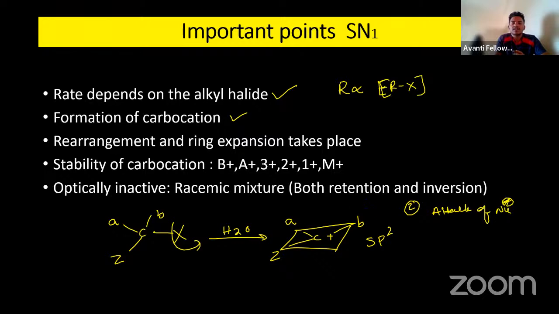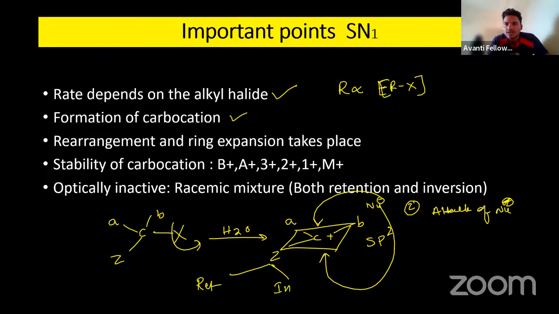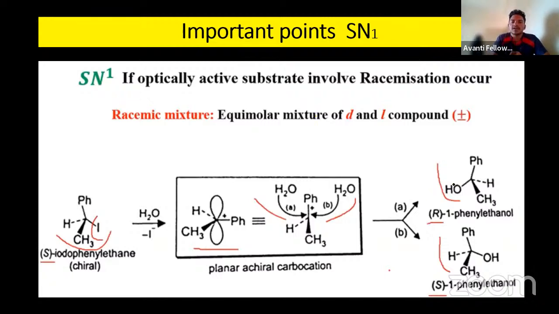The interesting fact is that the nucleophile can attack from the top or it can attack from the bottom. Whenever the nucleophile attacks above the plane or below the plane, it will give you two products. The first is retention and the other is inversion. I will show you those retention and inversion products. You can clearly see here, one is retention and the other one is inversion.